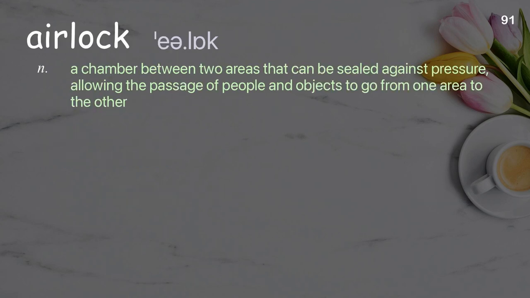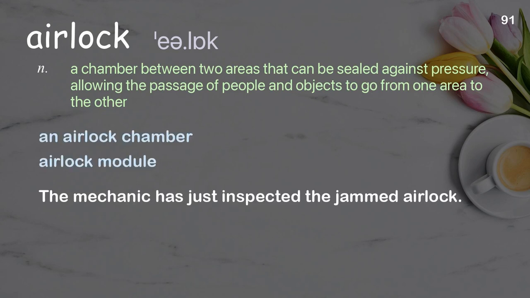Airlock. A chamber between two areas that can be sealed against pressure, allowing the passage of people and objects to go from one area to the other. Examples: an airlock chamber, airlock module. The mechanic has just inspected the jammed airlock.